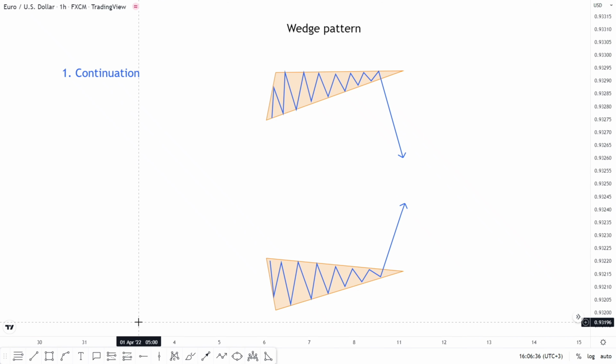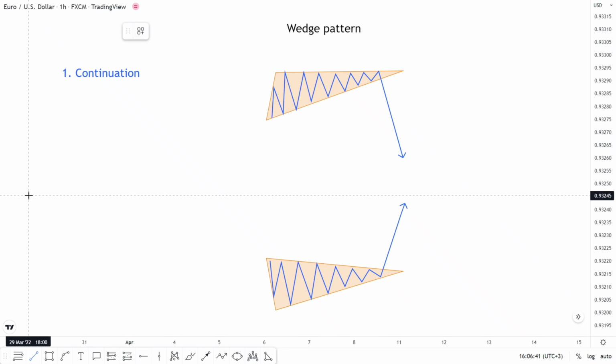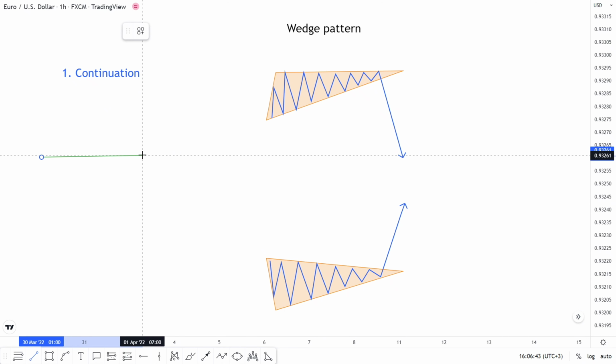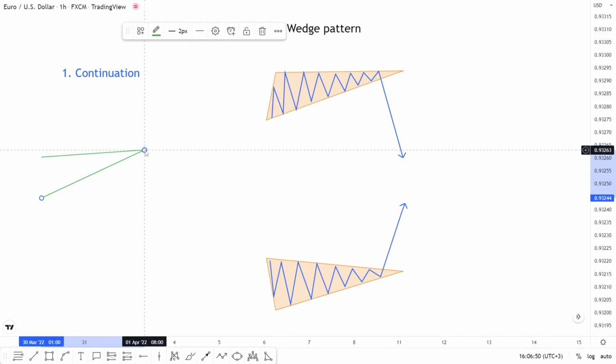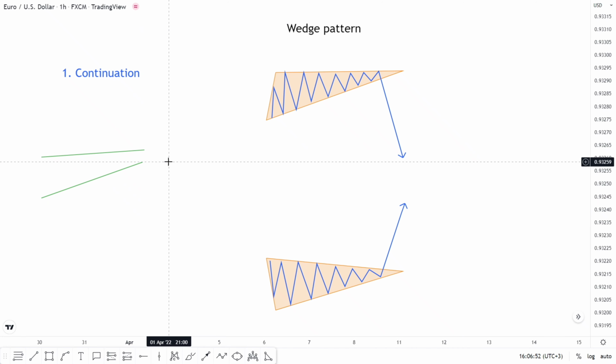Lastly, we have a wedge. So a wedge is just a pattern that forms when two trend lines converge. For example, when we have one trend line like that, then we have another trend line converging. It could touch it like that. It could be a wedge. It could fail to touch it. Anything like this, it's called a wedge.